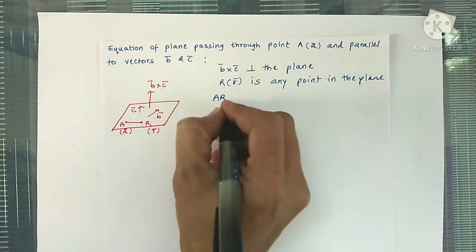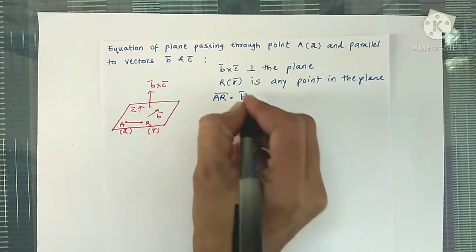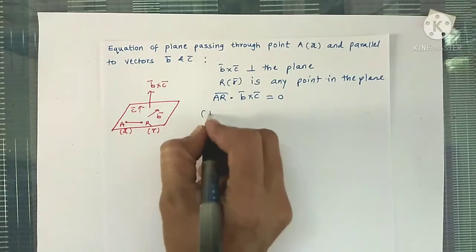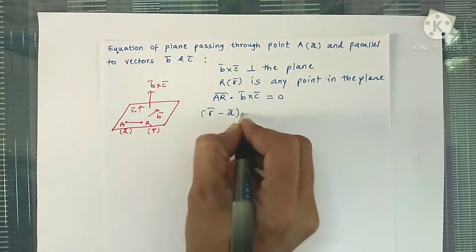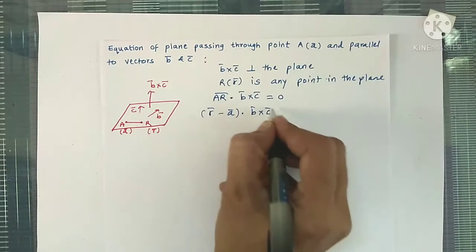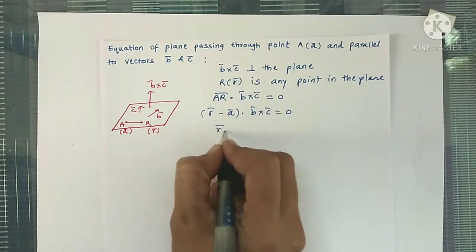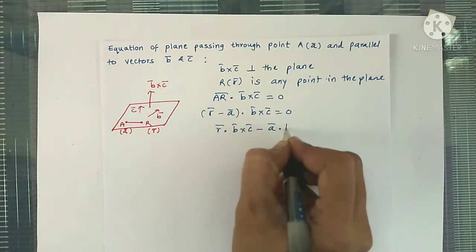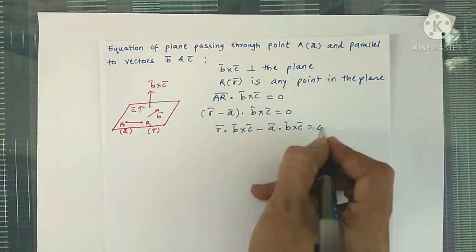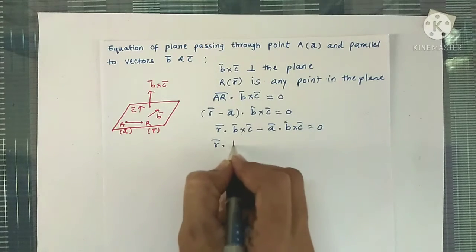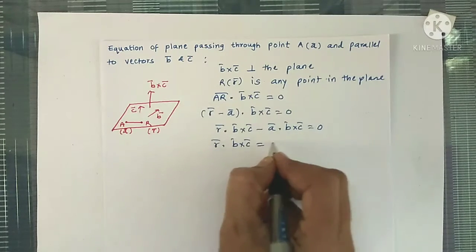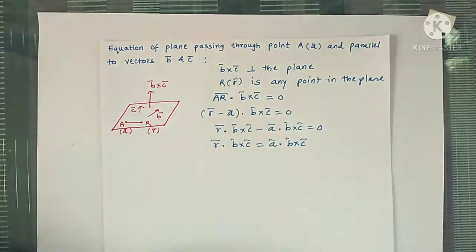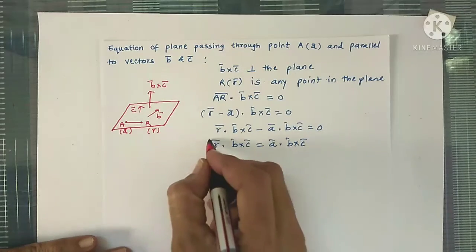If two vectors are perpendicular, then their dot product is 0. So AR bar dot b bar cross c bar is 0. Now this is (r bar minus a bar) dot b bar cross c bar equal to 0. So r bar dot b bar cross c bar minus a bar dot b bar cross c bar equal to 0. So r bar dot b bar cross c bar equals a bar dot b bar cross c bar. This is the vector equation of the plane.